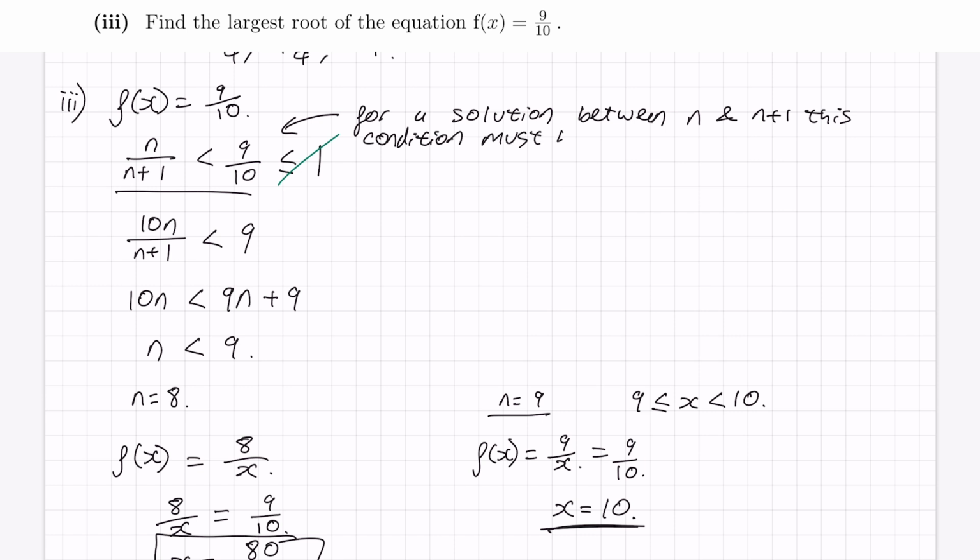Must hold. There we go. And then I could even put a note here, we need n to be less than 9. Okay, cool. And then that's part 3 done. And now we're just left with the last part of the question.